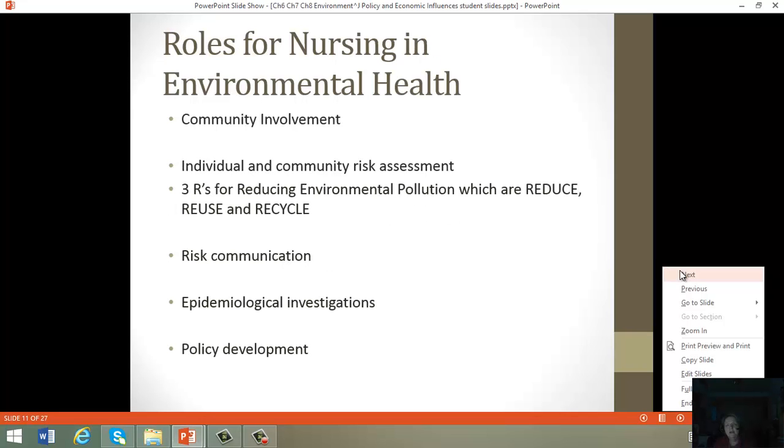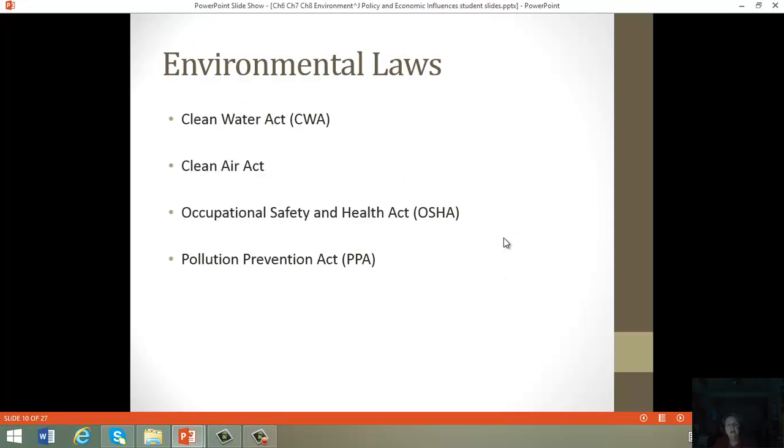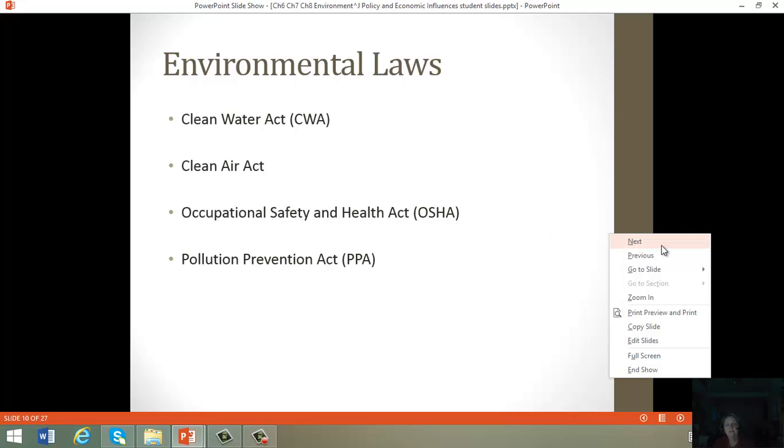Let me go back and cover a few other words on that slide. I'm sorry, I didn't cover OSHA, which is the Occupational Safety and Health Act, and that ensures a safe workplace for employees free from hazards to health and safety such as chemicals, noise, mechanical dangers, heat and cold extremes, and unsanitary conditions. And then the PPA is the Pollution Prevention Act, which reduces the amount of pollution through cost-effective changes in production, operation, and raw materials, and focuses on recycling and efficient use of water, energy, and sustainable agriculture.